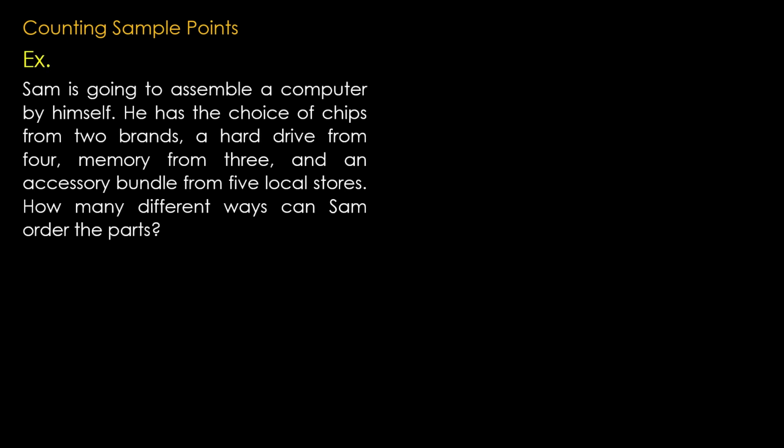Here is an example. Sam is going to assemble a computer by himself. He has a choice of chips from two brands, okay? A processor from two brands, a hard drive from 4, and a memory from 3, and an accessory bundle from 5 local stores. In how many different ways can Sam order the parts?